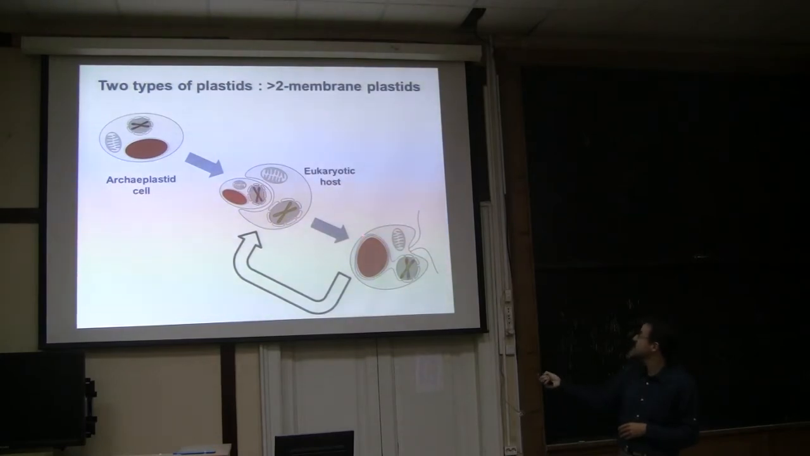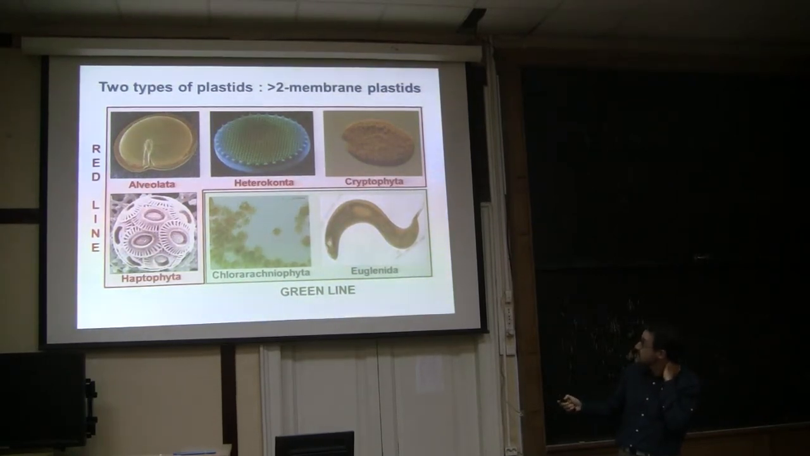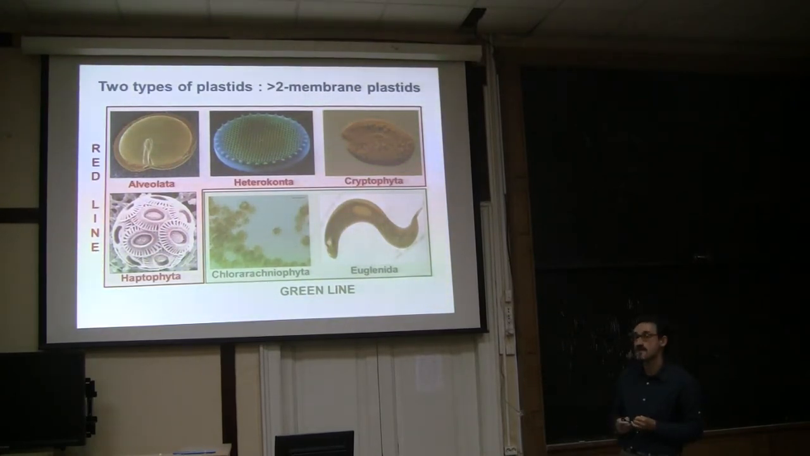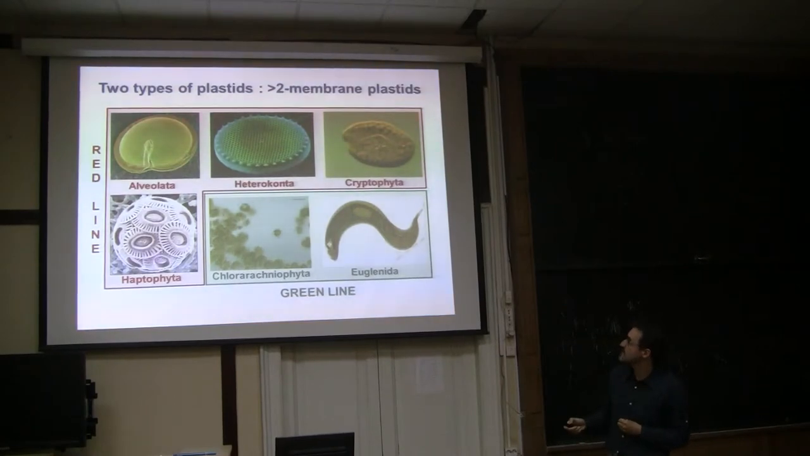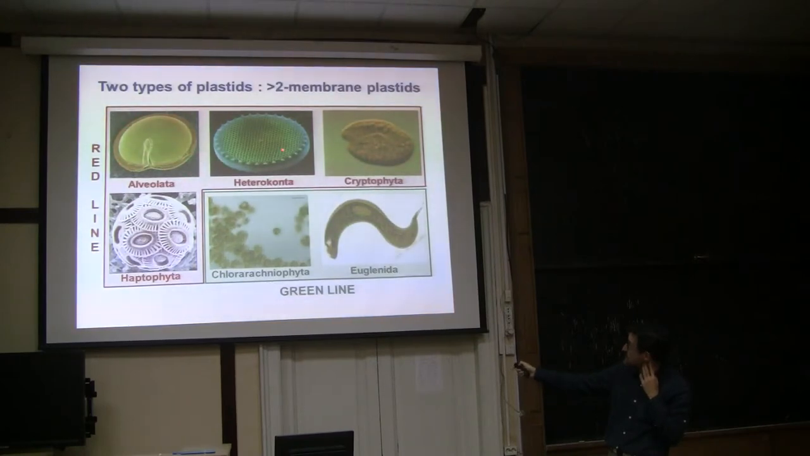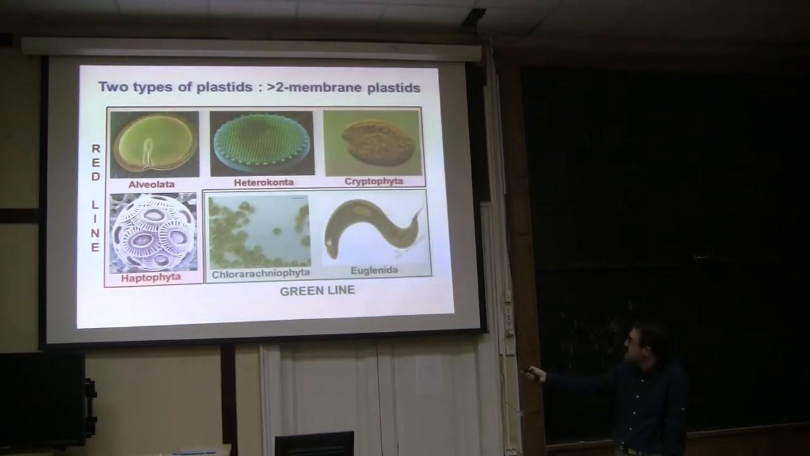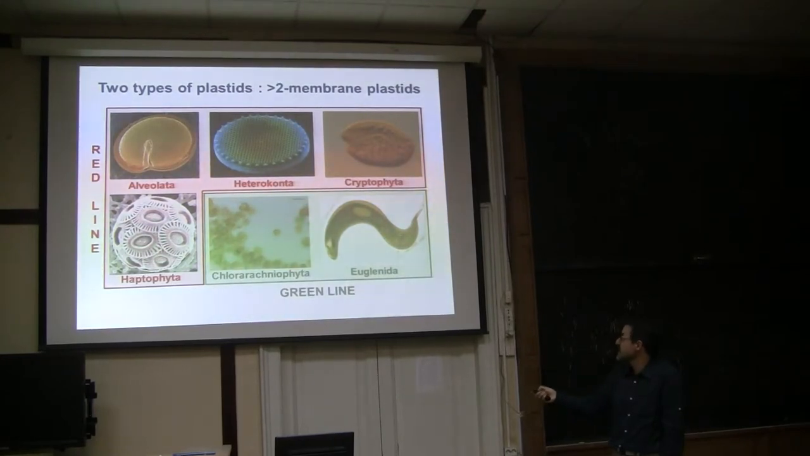Secondary endosymbioses, as I have told you, are known with red algae and with green algae. There are at least four groups of eukaryotes that have plastids derived from red algae. This is what we call the red line. These are found in alveolates, in heterokonts or stramenopiles, in cryptophytes, and also in haptophytes. And there are only two groups of eukaryotes that contain secondary endosymbiotic plastids derived from green algae. These are the chlorarachniophytes and the euglenids, which form the green line.